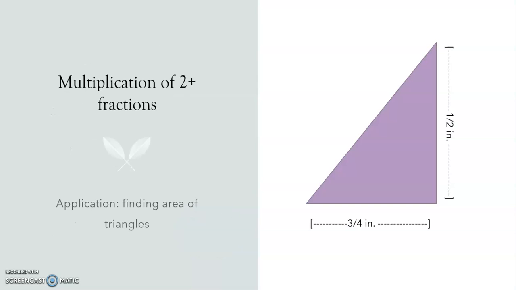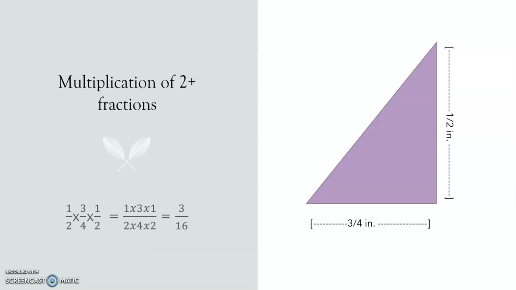An application for using multiplication of fractions is multiplying more than 2 fractions. So finding the area of triangles is another way to use this. And here we have our triangle with a base of 3/4 inches and a height of 1/2 inches. And the area formula for a triangle is 1/2 times the base times the height. And if we plug in our values, this gives us 1/2 times 3/4 times 1/2.